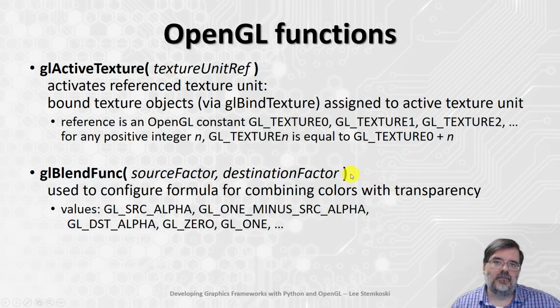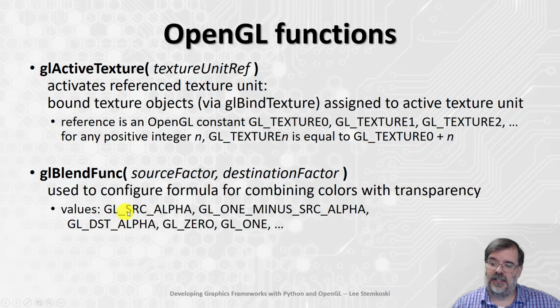It's going to be some weighted linear combination of those two colors, and source factor and destination factor say what the coefficients of the colors will be in that combination. And these two parameters, they're again specified by OpenGL constants, and these say what the factor will be calculated in terms of the alpha components of these colors.